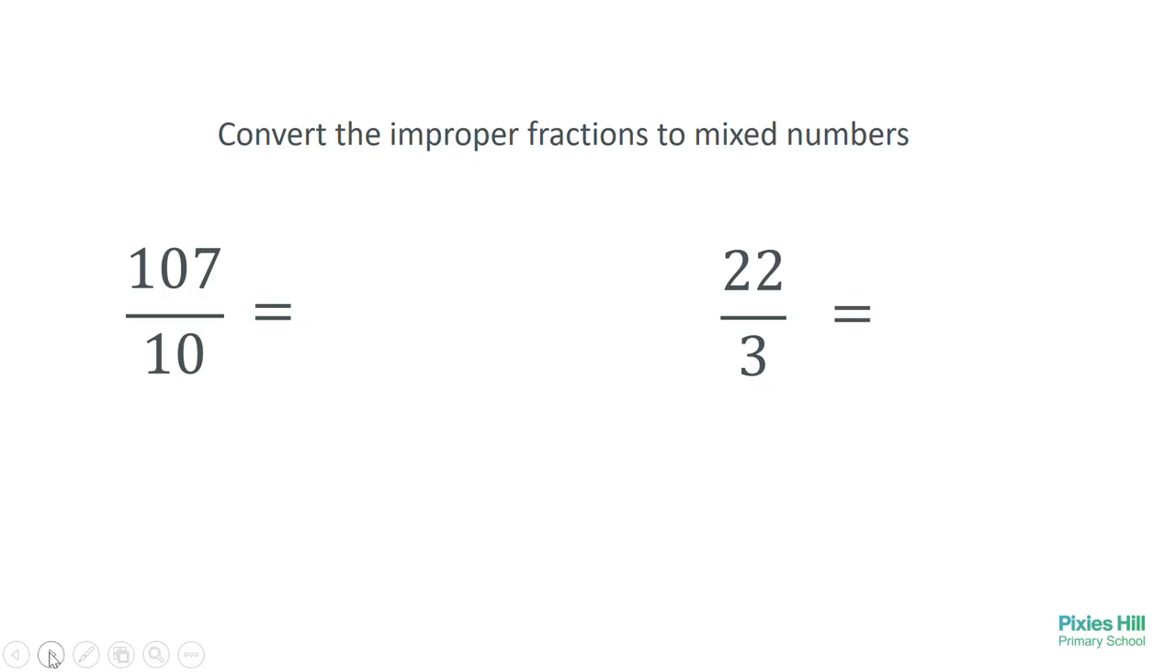Finally, a couple more examples to finish. 107 divided by 10 would give us 10 wholes with a remainder of 7. So our mixed number is 10 7/10. In the second example, 22 divided by 3 would be 7 with a remainder of 1. So our mixed number would be 7 1/3.